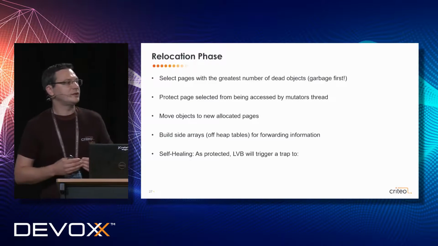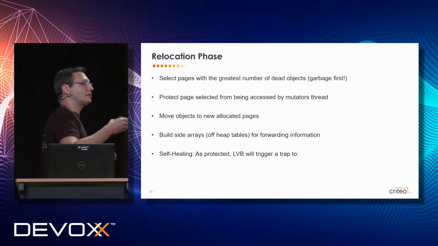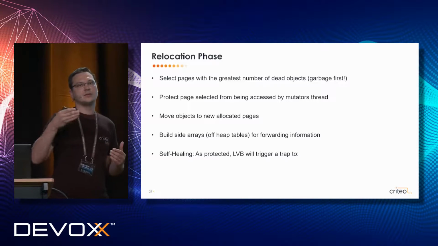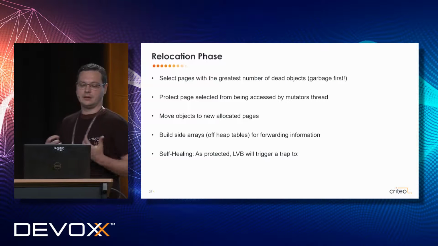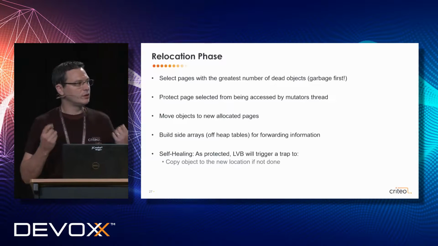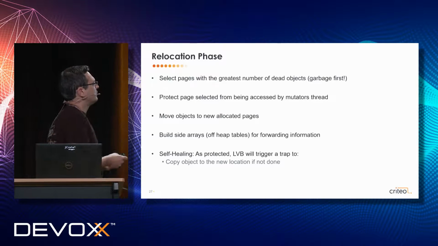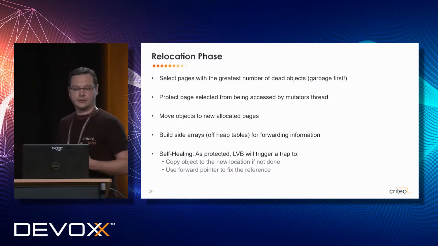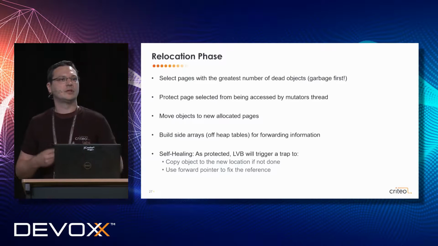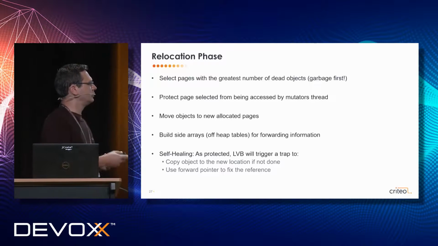As we have protected the page, if an application thread tries to access an object in this protected page, there is a trap, and the handler will fix it by copying the object to the new location and using the forwarding pointer to update and fix the reference that we are trying to dereference.